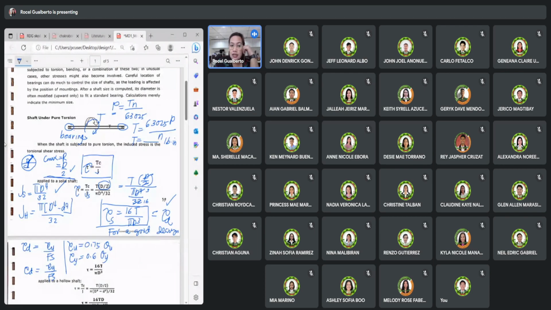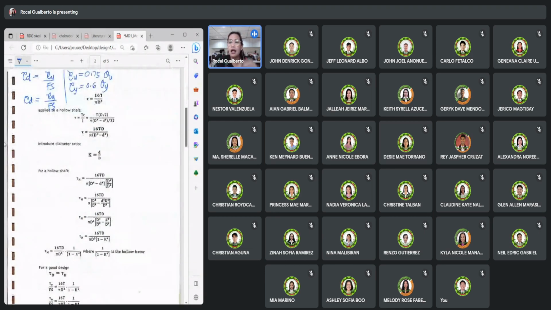Again, this is the induced stress of your solid shaft, to be equated to your design stress. And what is the equation? 16T over pi d cubed. Okay. Now, let us go naman po if we have a hollow shaft.